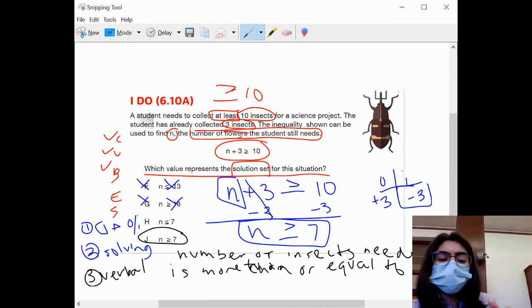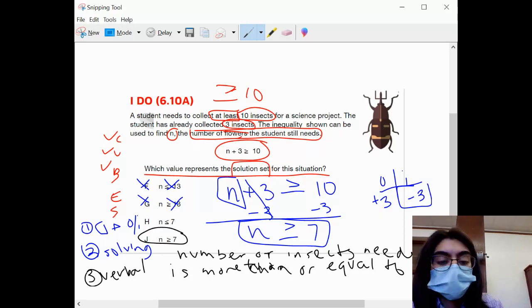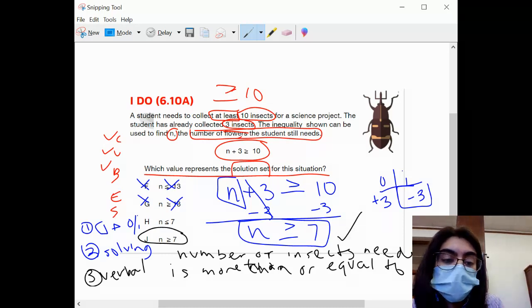7. That makes sense because just like they said in the video, if we collect 7, we'll have at least 10 insects because we add it to the 3. If we collect 9 insects, 10 insects, 700 insects, we'd always have more than the 10 needed for the science project. So I'm going to say that this checks out. It makes sense to me in my head.